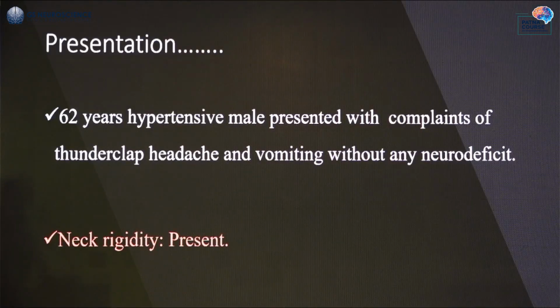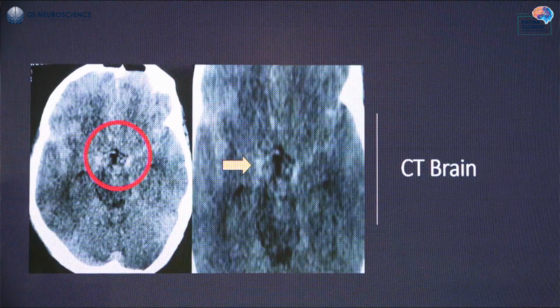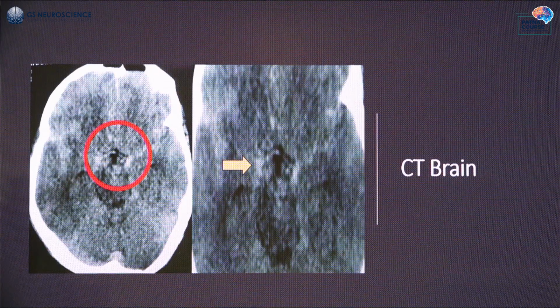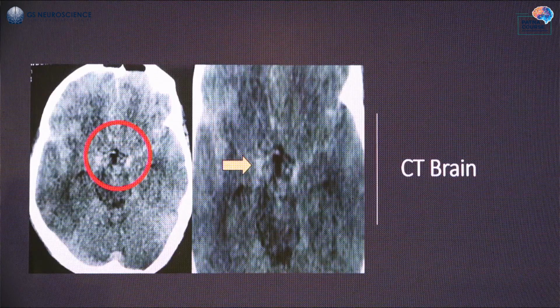So this was a presentation of a 62-year-old hypertensive male who complained of a thunderclap headache and vomiting without any neurodeficit. And he had neck rigidity as well. This was the CT scan, which showed some amount of blood there. And we were not expecting the pathology that we ultimately arrived at.